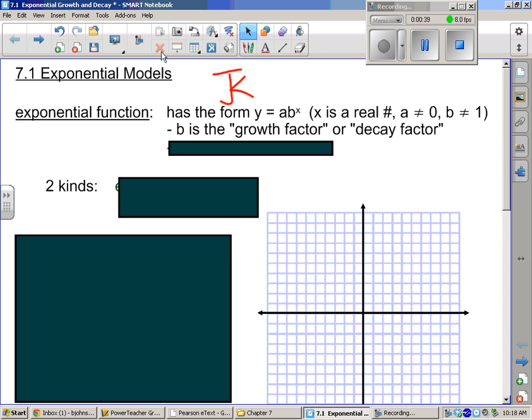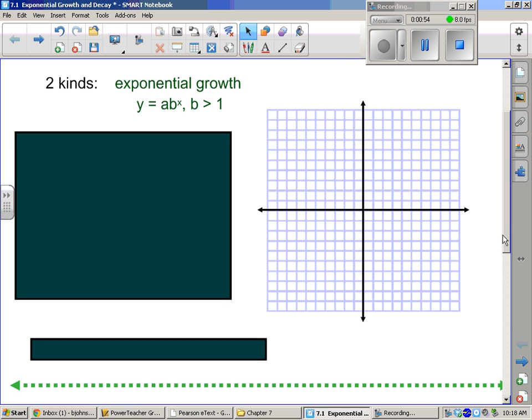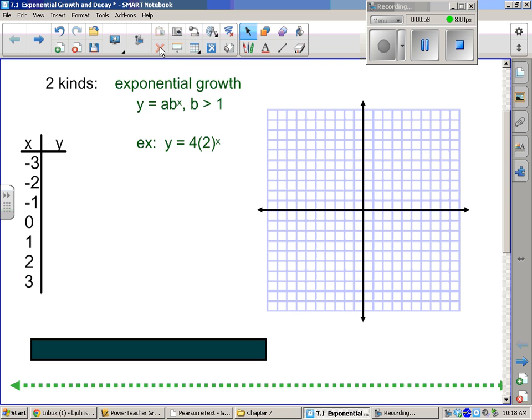Alright, next thing, B is the growth factor or decay. So you're either going to get more or get less with B, and A is the initial amount you might start with. Now there are two kinds. There's exponential growth. That's where the B is greater than 1. So let's try one. Here's our equation: y equals 4 times 2 to the x.